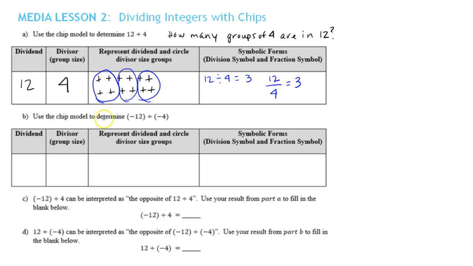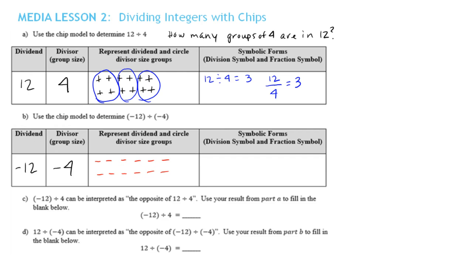Use a chip model to determine negative 12 divided by negative 4. So our dividend is the first number, negative 12, and our divisor or group size is negative 4. So now let's represent the dividend with chips. So we have 12 negative chips. 1, 2, 3, 4, 5, 6, 7, 8, 9, 10, 11, 12.